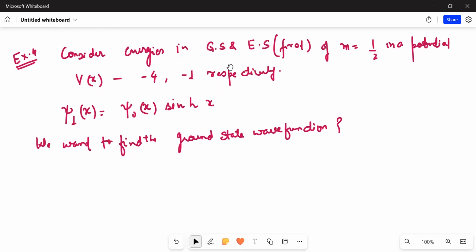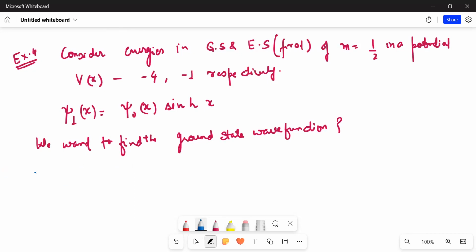So what has been given to us? The ground state energy has been given to us as minus 4, and the excited state energy is given as minus 1. We know that for the ground state the wave function is psi naught, and for the excited state the wave function is psi 1, which are related by this expression. And from this given hint we want to find the ground state wave function.